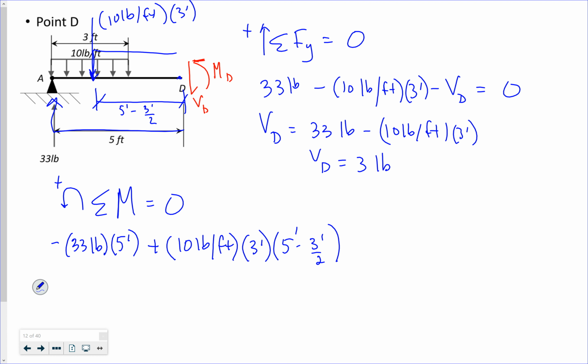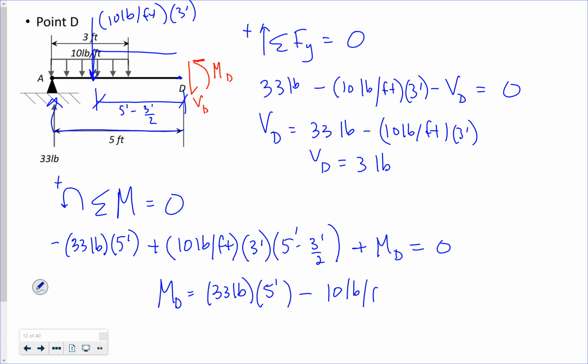And then also acting in the positive direction, which is counterclockwise, I have my moment at D. So my moment at D is 33 pounds times 5 feet minus 10 pounds per foot times 3 feet, and the moment arm for that is 5 feet minus 3 feet over 2. And that should come out to 60 pound-feet.